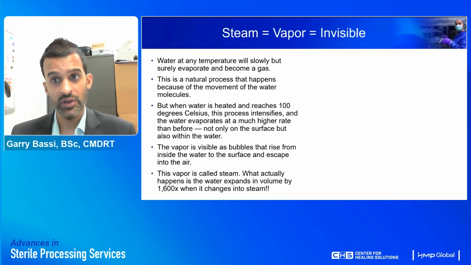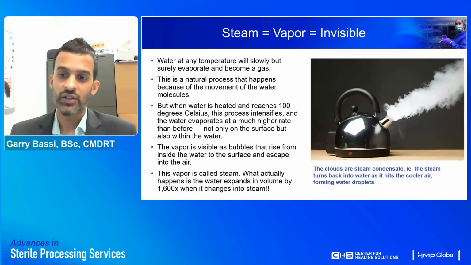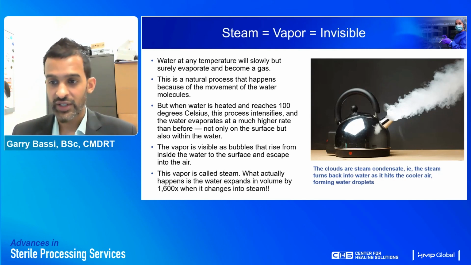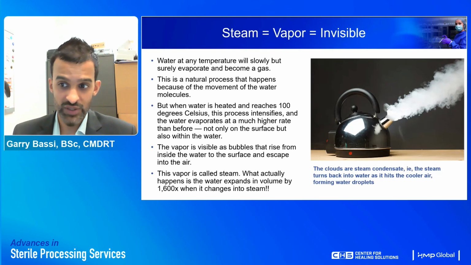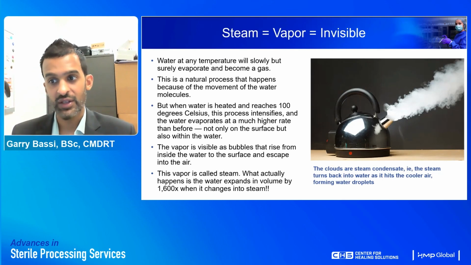Steam equals vapor, which is invisible. So if you look at this picture here of the kettle, the clouds are steam condensate. The steam turns back into water as it hits the cooler air, forming water droplets. So often we would refer to this as the steam coming out of the kettle, but actually what's visible is the condensate that's turned back into water, which is why you can see it. It's a cloud of water droplets.